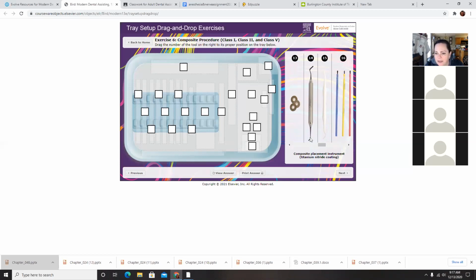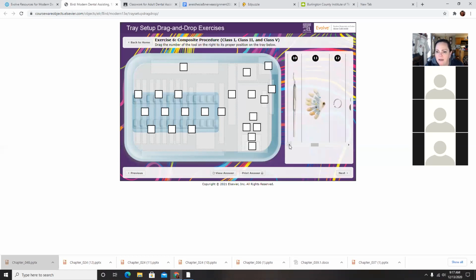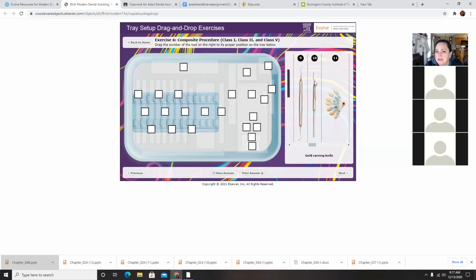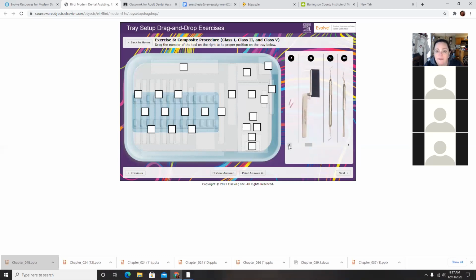And one side of it is a what? Condenser. And the other side is the plastic instrument, right? So we need that. We need some sort of a matrix setup, right? If we're doing in between the teeth. This is a gold carving knife. Does anyone know what that's for? No. That helps around the gum tissue to make sure that there's no excess material. And that's a carving instrument.